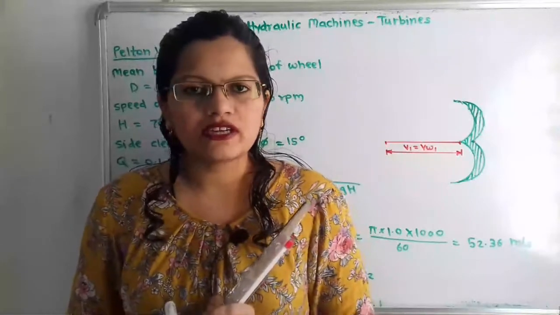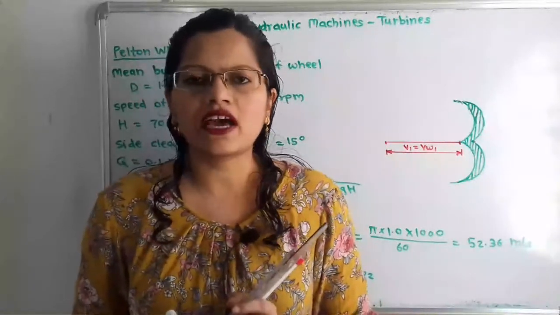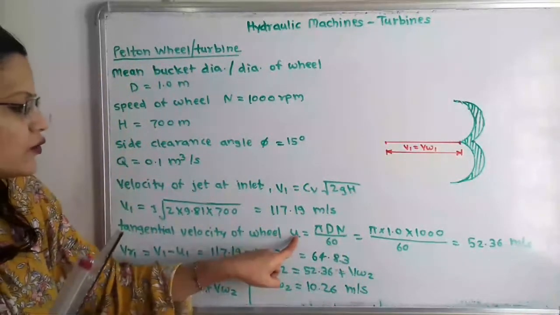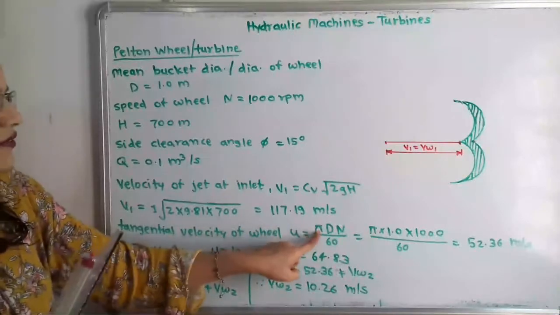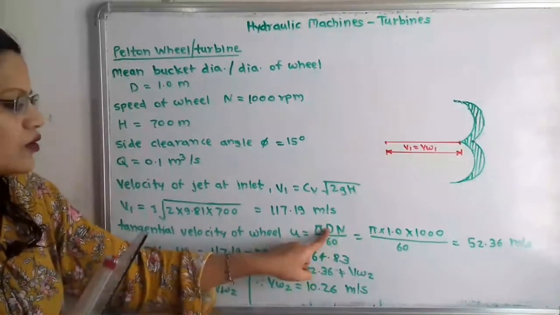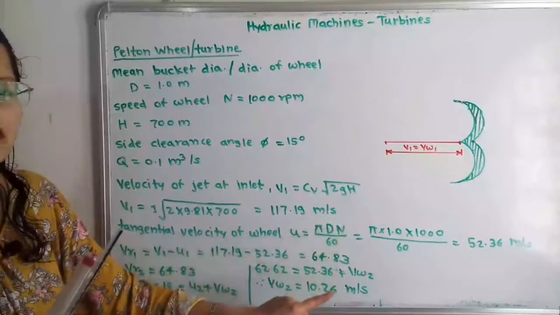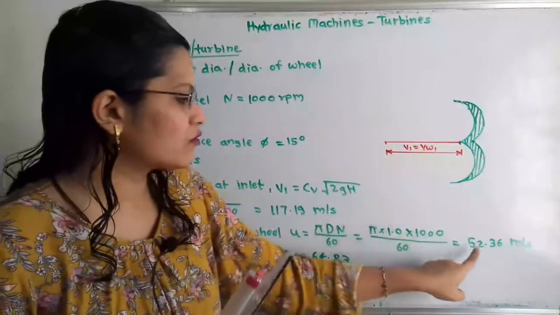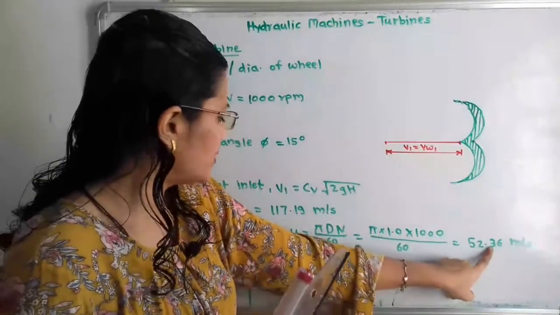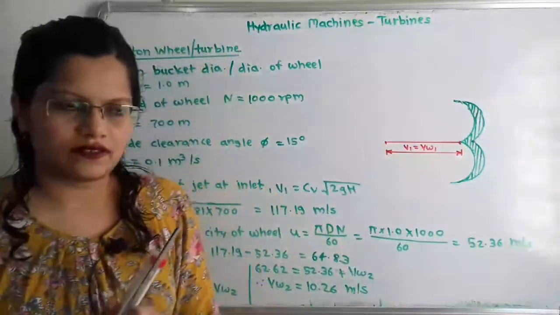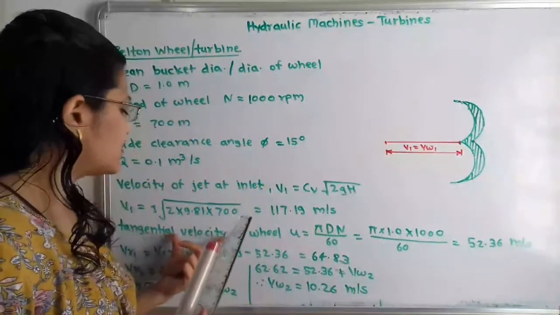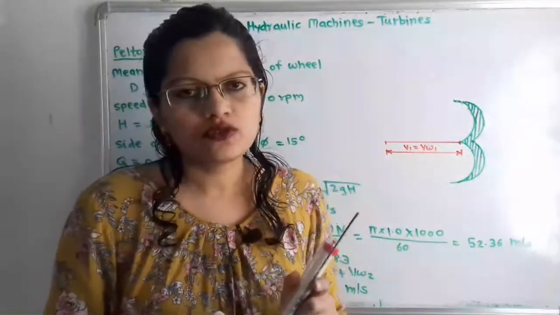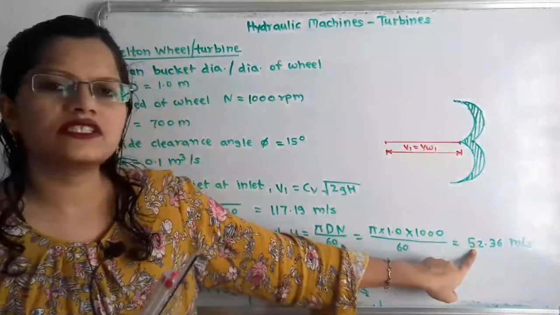So how to calculate that? So we will refer here the data given for the wheel. So here tangential velocity of wheel U is equal to, now we will refer here pi DN by 60. So D is the diameter of wheel, N is the speed of wheel in rpm, divided by 60. So when we calculate this, we will get here 52.36 meter per second. So if we observe this tangential velocity of wheel, that is at inlet tip and outlet tip is same. So we will say U is equal to U1 is equal to U2.